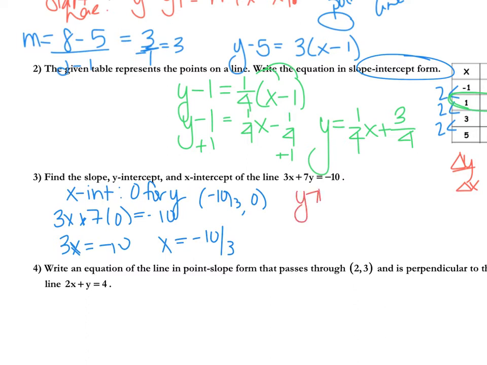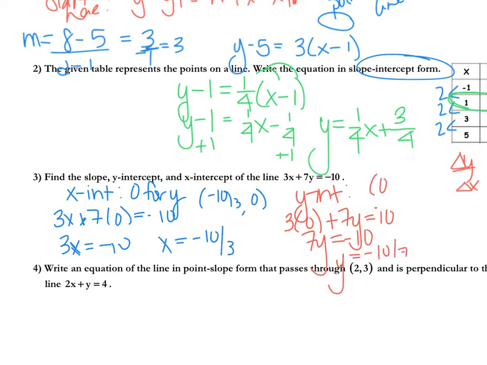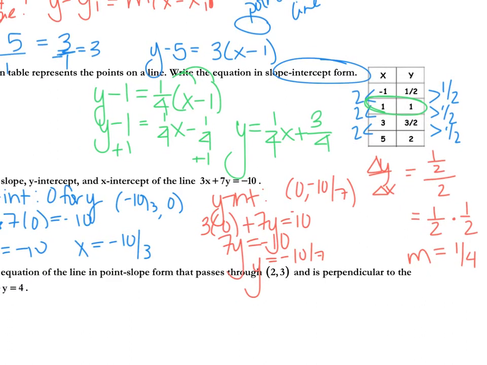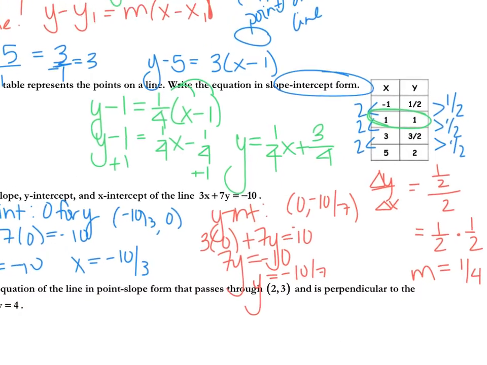For the y-intercept, technically you could solve for y to find this, but algebraically, we plug in 0 for x. So we get 7y equal to negative 10. So y equals negative 10 over 7. So 0, negative 10 over 7. Okay. And then finally, and I'm starting to run out of room here, we need to put it in slope-intercept form, which means you need to solve for y. So I'm going to zoom in.